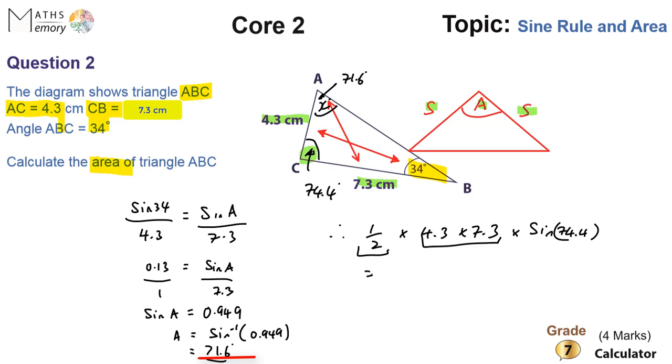If we do this on the calculator, let's work this out. Sine 74.4, we're going to get an answer of 15.1 centimeters squared. So that would be your answer of how you would do this. Look back at this and see how we've created an SAS scenario to fit the purpose of working out the sine area formula.